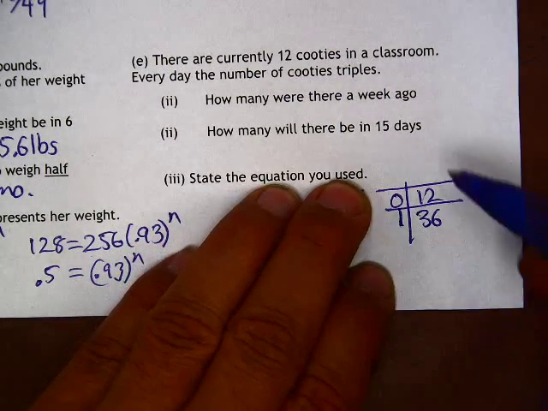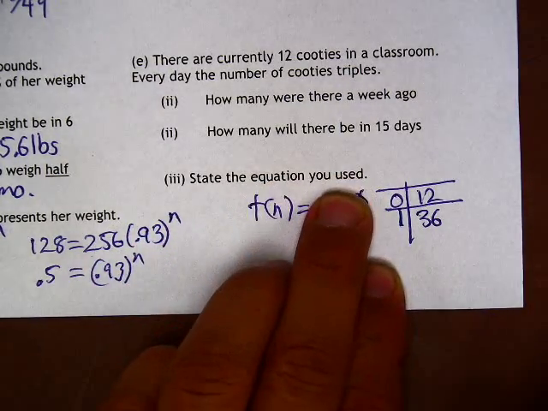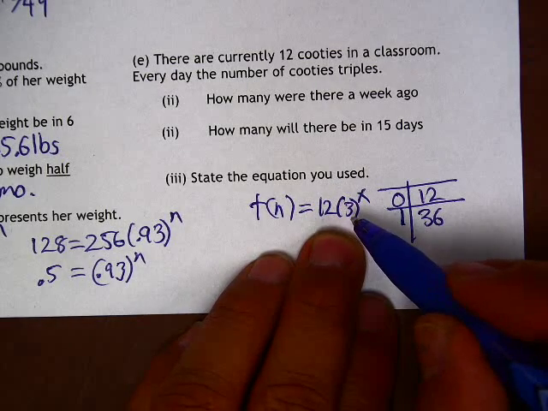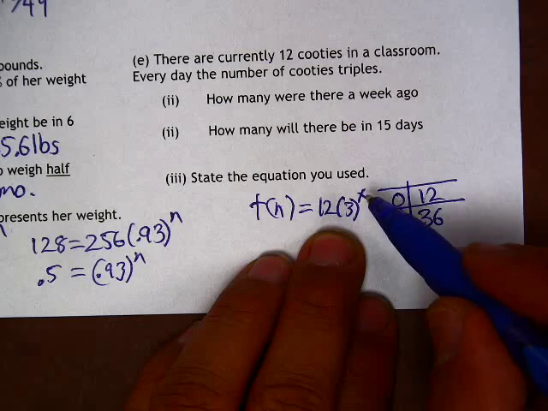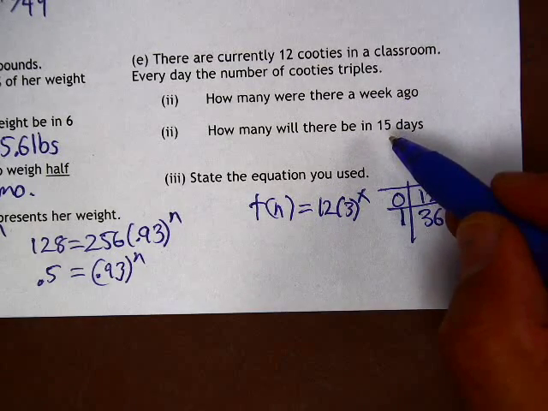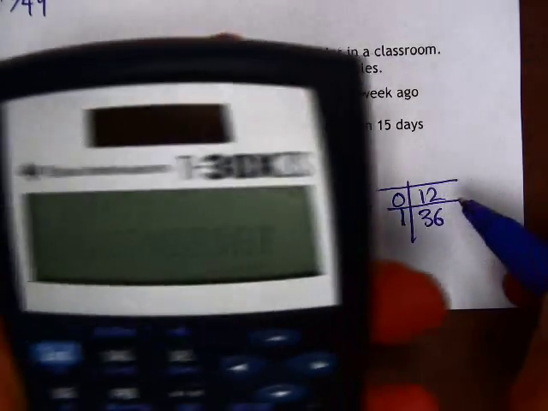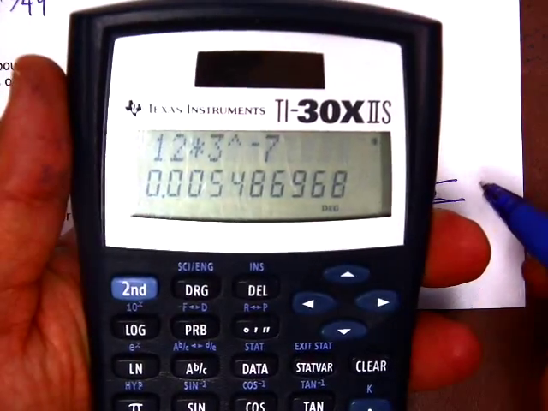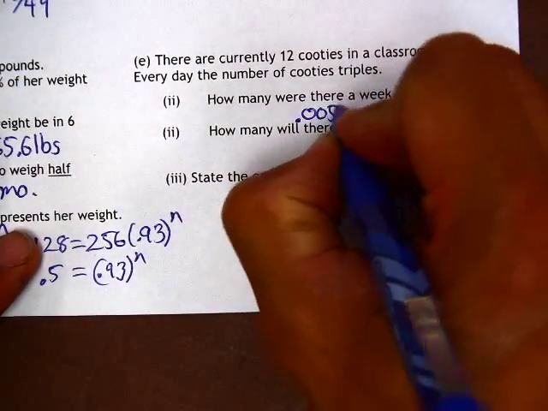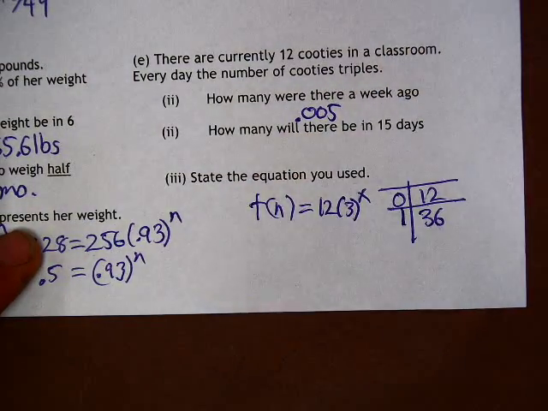So I come up with an explicit equation. T of n is equal to my initial value of 12. I'm multiplying by 3 every time. If I wanted it 1 week ago, that would be to the negative 7. So 12 times 3 to the negative 7th power would give me 0.005. So there are 0.005 cooties in the classroom 1 week ago.